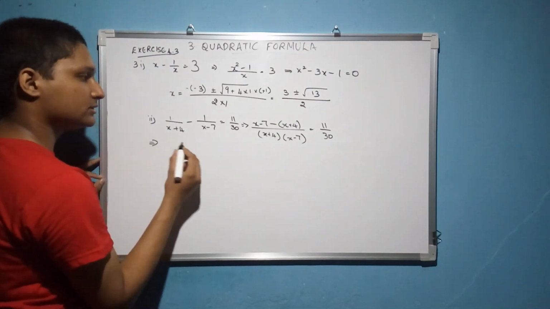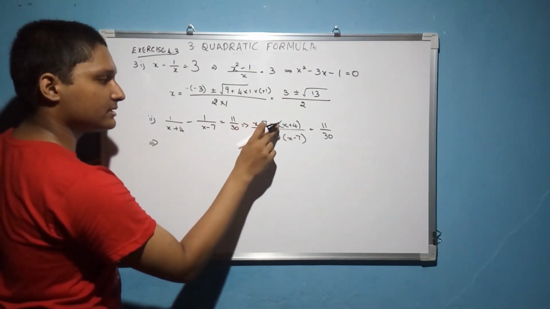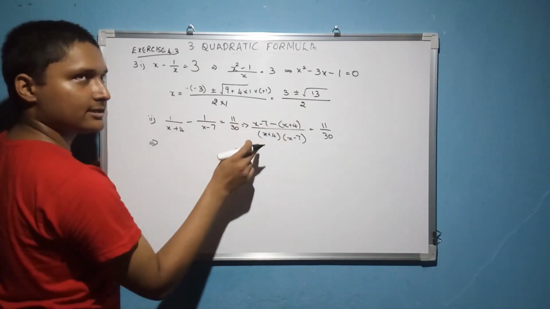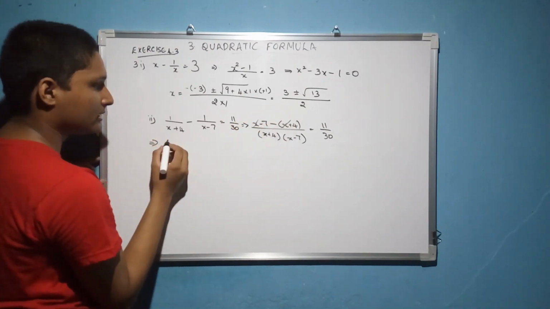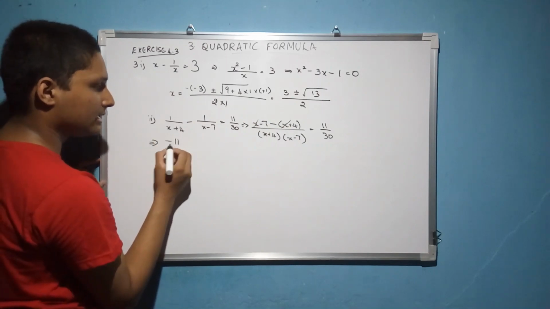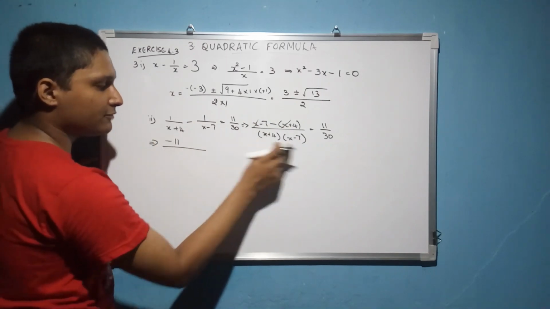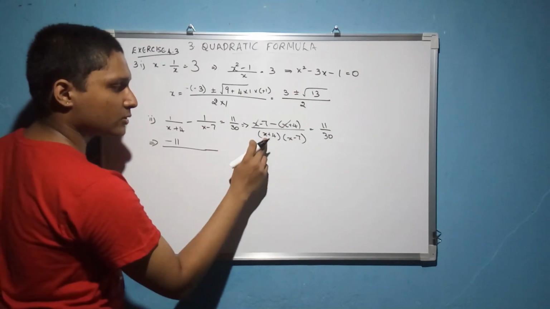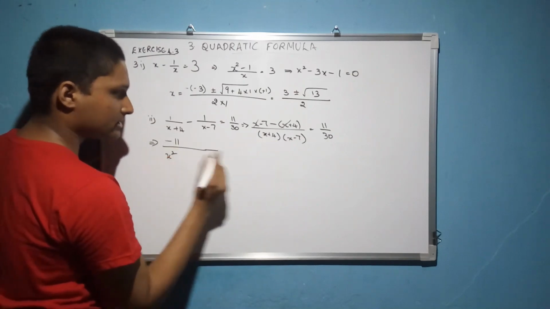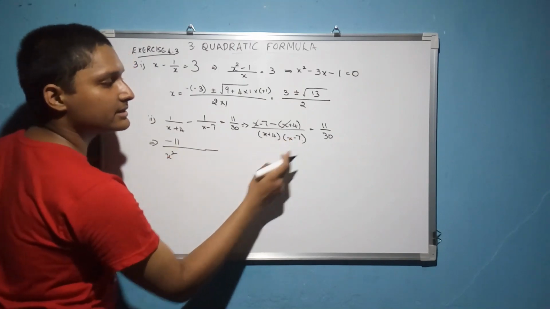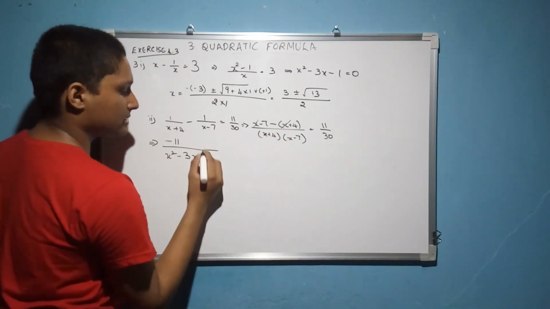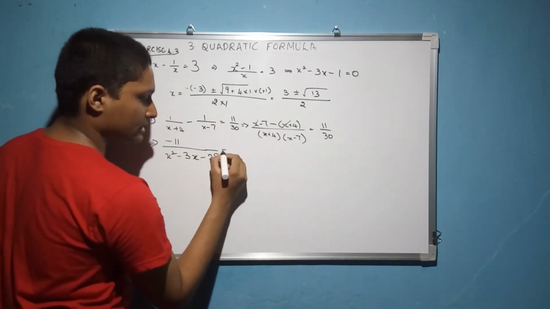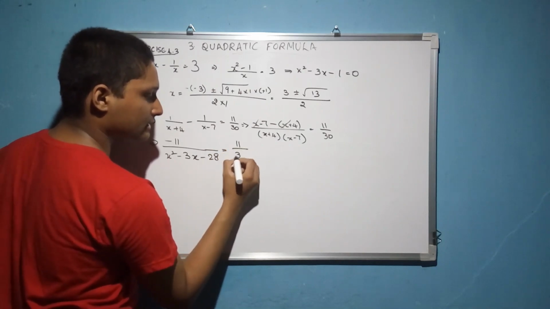Next you have it, so x minus 7 minus x, so x and x will get cancelled. Okay, then you have minus 7 minus 4, that is going to be minus 11 divided by, now we'll multiply this part. It is going to be x square, then 4 minus 7 is minus 3, that is minus 3x, then minus 28 is equal to 11 by 30.